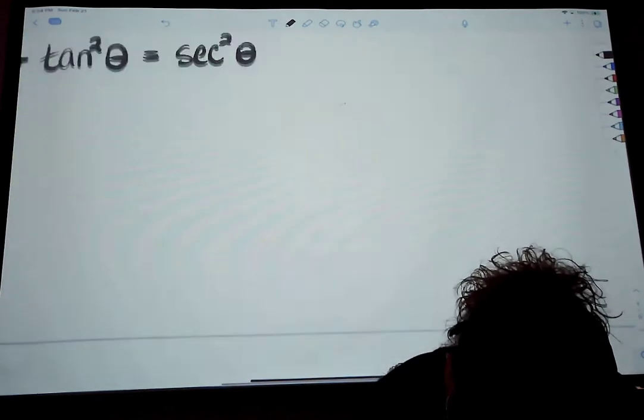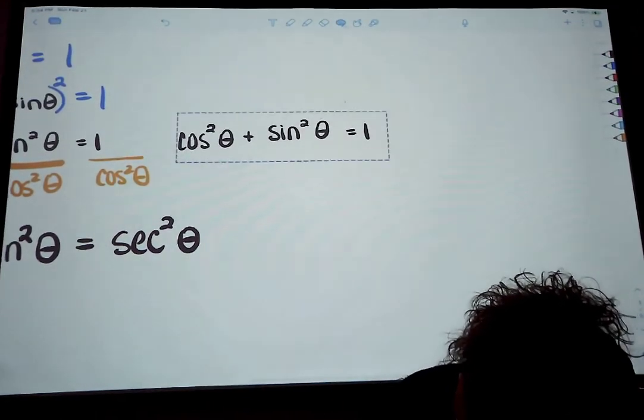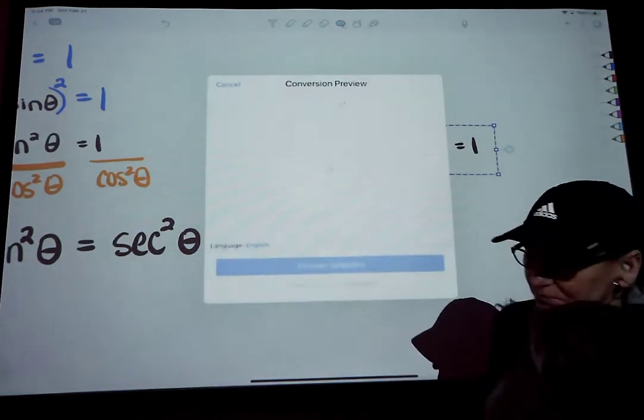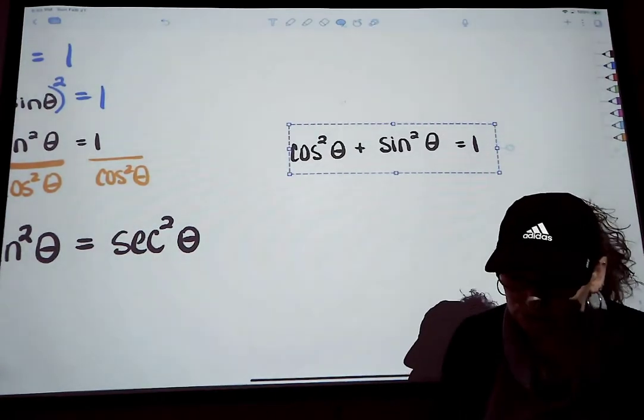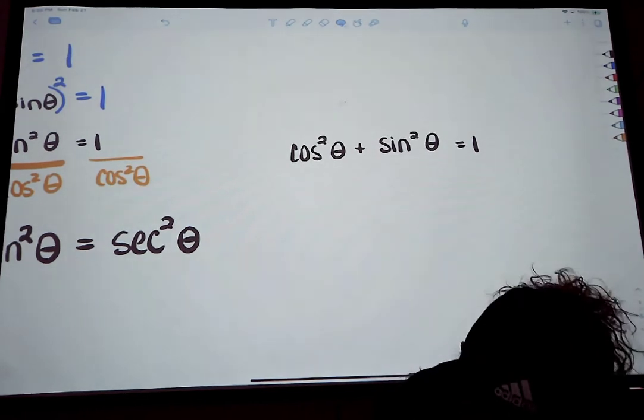Okay, now I've got it written again. Let's do this again. Same equation. Last time I divided by cosine squared. This time let's divide by sine squared.